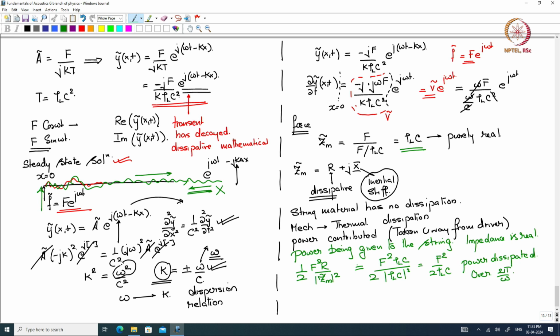Now, there is no imaginary part to this system, and so this system does not demonstrate resonances, no resonances.